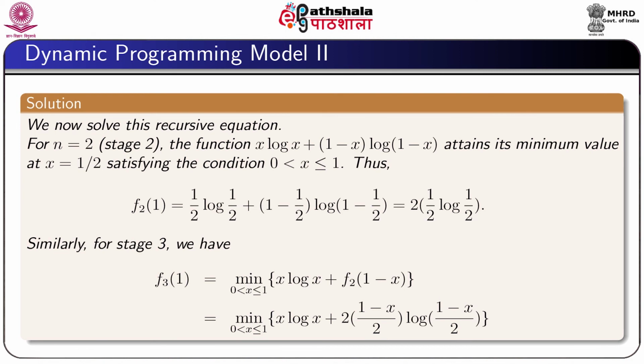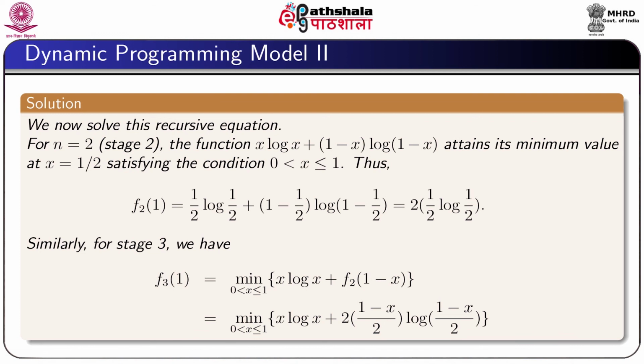The function x log x plus (1 minus x) log (1 minus x) attains its minimum value at x equal to half, and which also satisfies the condition 0 less than x less than or equal to 1. Thus, we find f2(1) equal to half log half plus (1 minus half) log (1 minus half), which is equal to 2 into half log half.